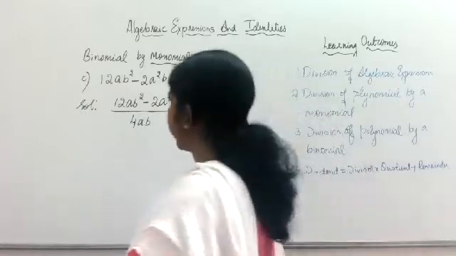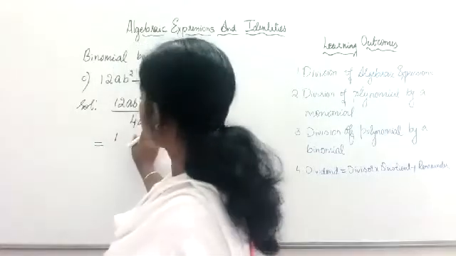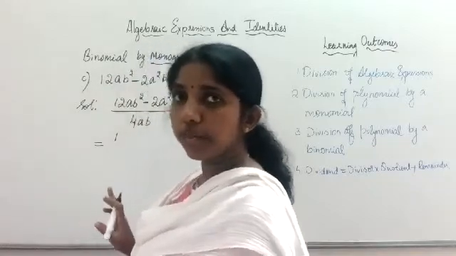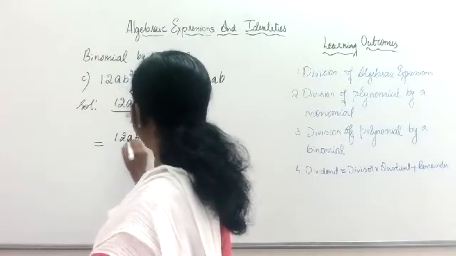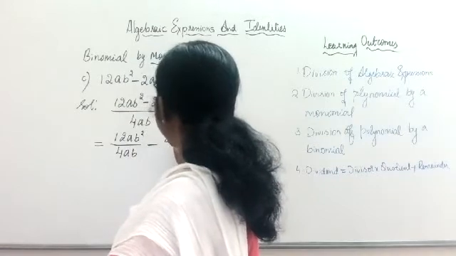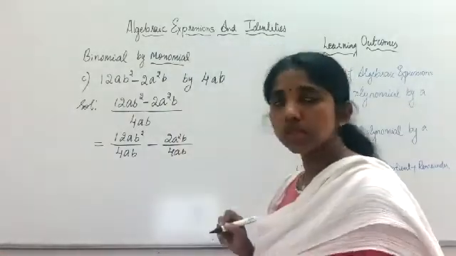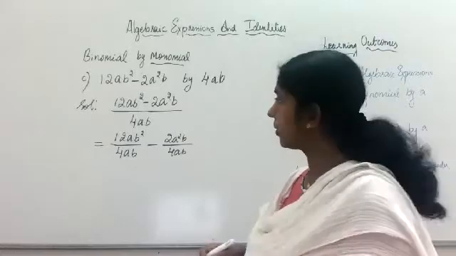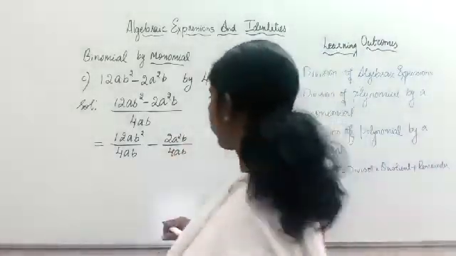So how to do it? This will be equal to, as I said, this 4AB is dividing both the first and the second term of the numerator. So we can write it as 12AB square divided by 4AB minus 2A square B divided by 4AB. Now your binomial by monomial division is split into, or reduced to, monomial by monomial divisions.